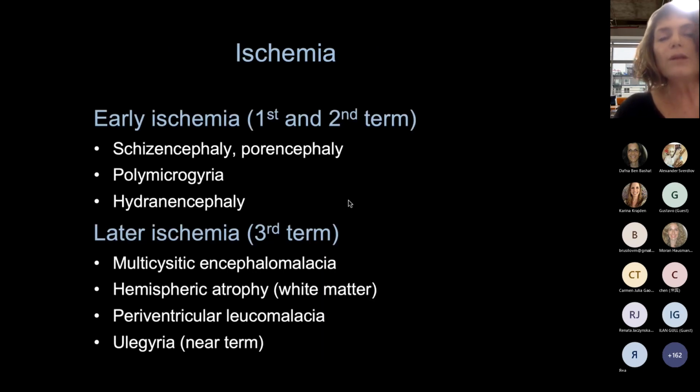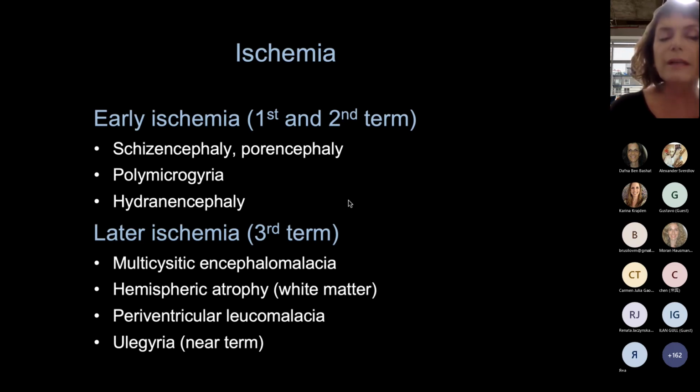And I know this has been already talked about previously, but let's just try to make some kind of order in it. We define ischemia in two different timelines and the damage that they cause. The early ischemia that appears in the first and second trimester may cause schizencephaly, porencephaly, and you saw some beautiful cases previously, but it also may affect the migration of the neurons and cause polymicrogyria, or the very extreme cases of hydranencephaly.